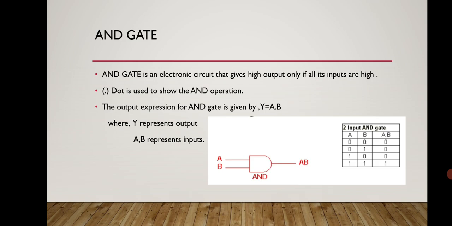The output of the AND gate is high only when both the inputs are high. As I already told, high means 1, low means 0. If both the inputs are 1, the output will be 1, or else in the other three cases the output will be 0. Except for the NOT gate, the rest of the gates use two inputs. The output expression of an AND gate is given by Y equals A dot B. The dot operation is the AND gate operation. Here Y represents the output, and A and B represent the inputs.